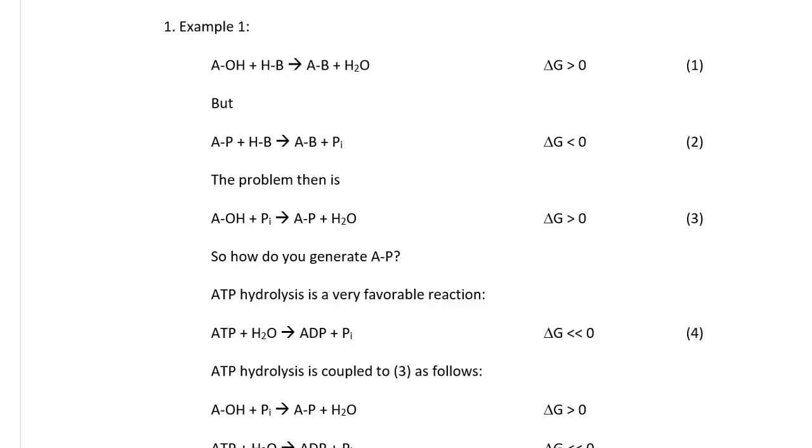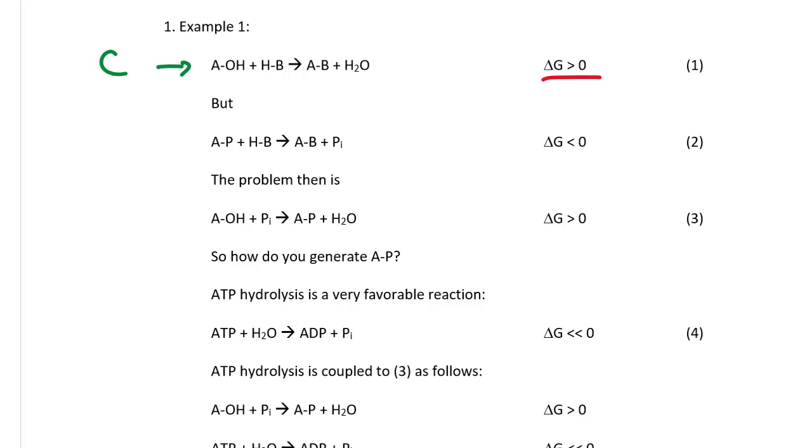So here we go. We have one reaction here, AOH plus HB gives you AB plus H2O. So this is a condensation reaction, so let's give it a big C here for condensation reaction. Now this has a delta G that is greater than 0. We'll mark it in red underneath to say, okay, this is a delta G greater than 0. This reaction actually does not favor the forward reaction. It favors the reverse.